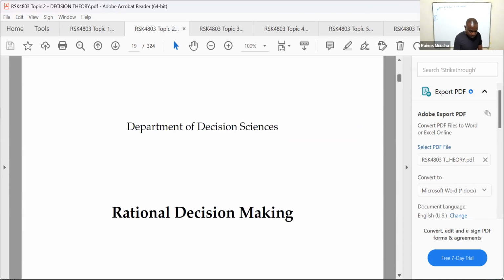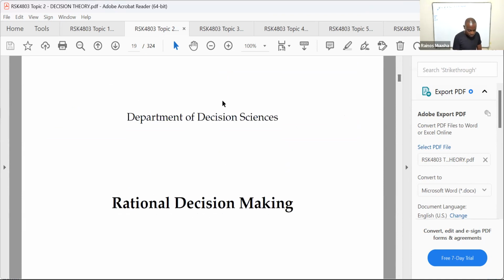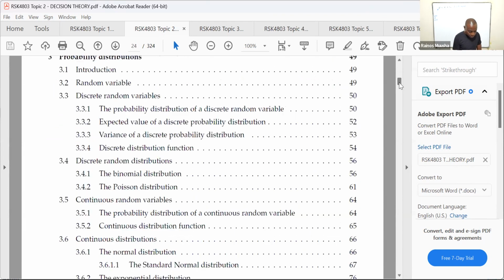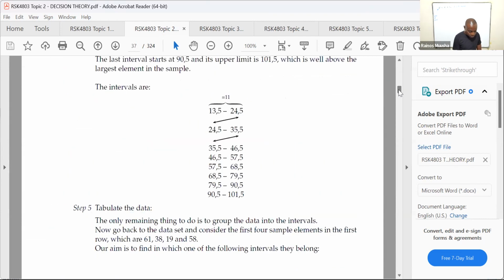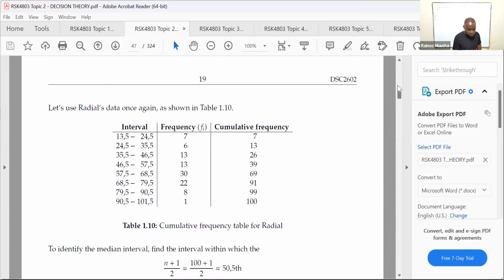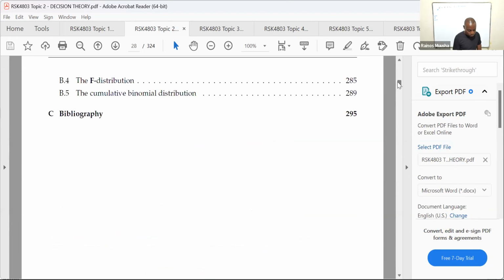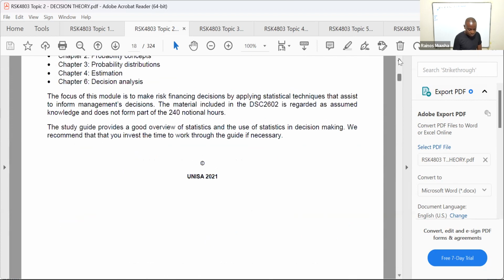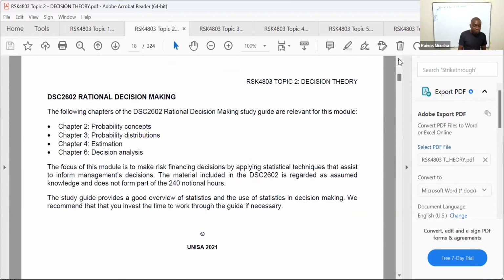When you look at this particular section, you'll see that the information for DSC 2602 is given to you under this as well. These are the different pages that cover the information for DSC 2602. Now, my advice would be, when it comes to this particular section, from an application perspective, when it comes to knowing decision making and from a statistical perspective, right?